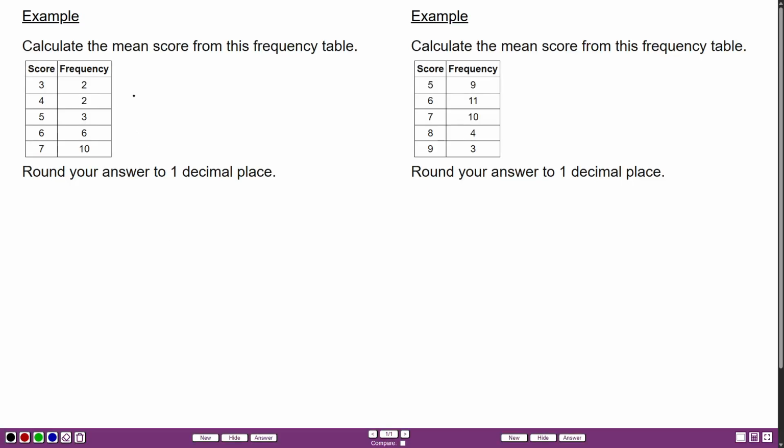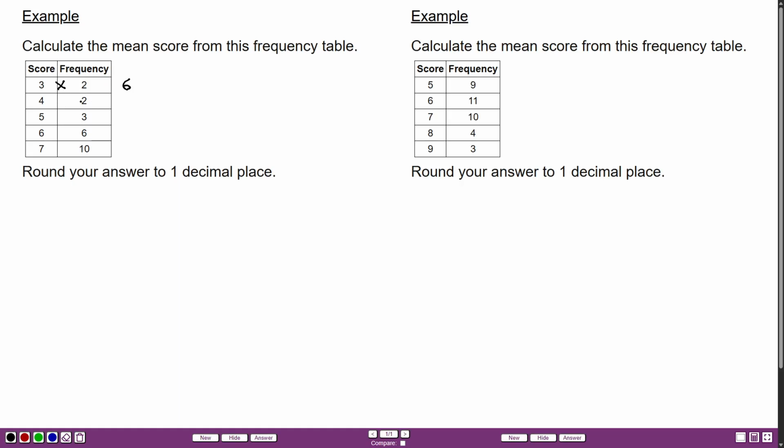Okay, let's calculate the mean score from this frequency table. So we're talking about people scoring points here. Now these two people here, they didn't do very well. They only scored 3 points. So 2 times by 3, they only contributed 6 points to the total.